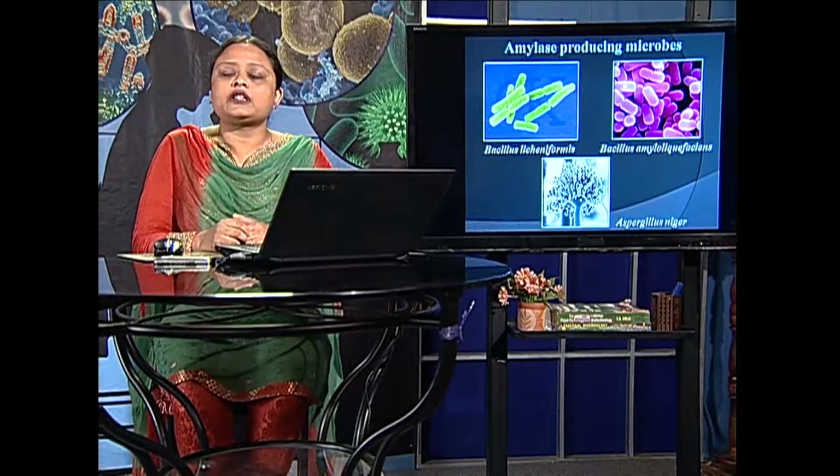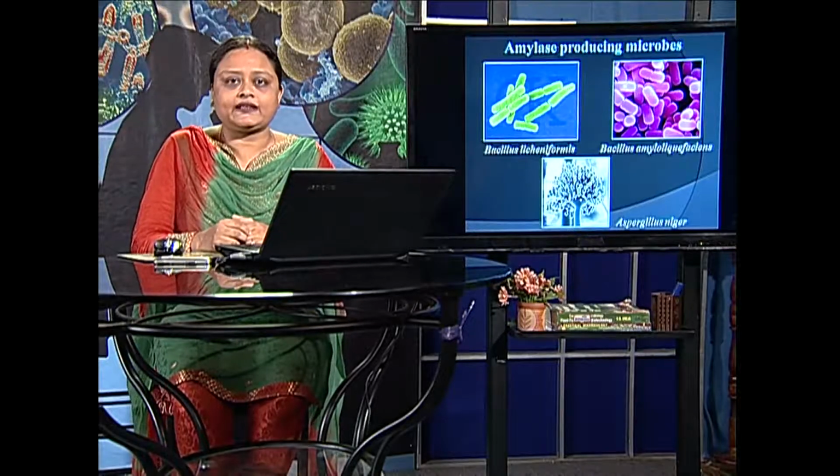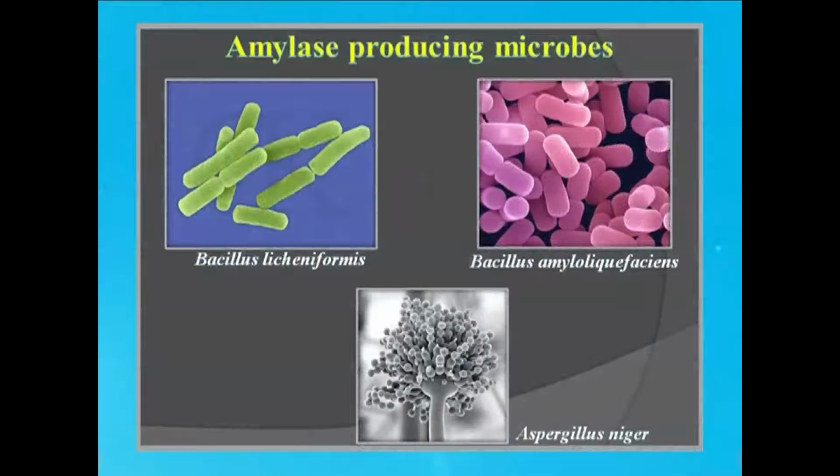Now we move on to the organisms which produce amylase used in the industries. They are Bacillus licheniformis, Bacillus amyloliquefaciens and Aspergillus niger in the fungal category.